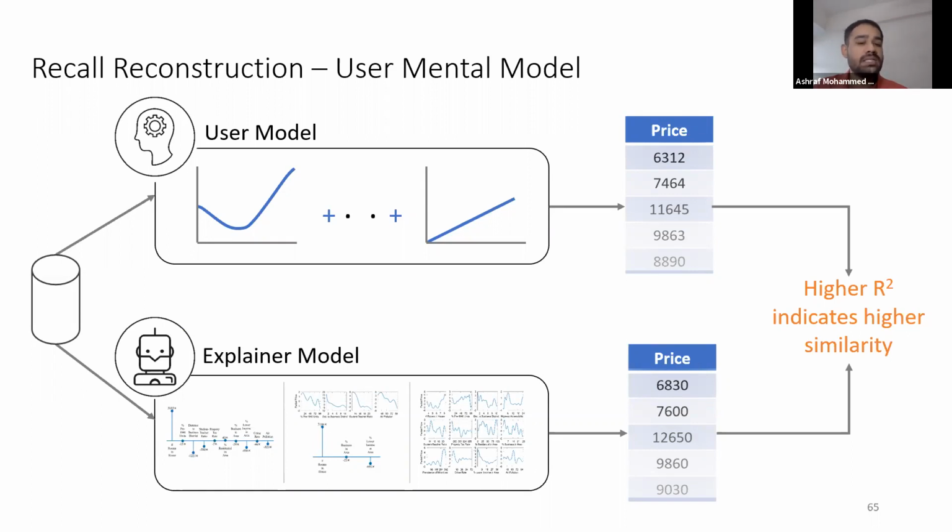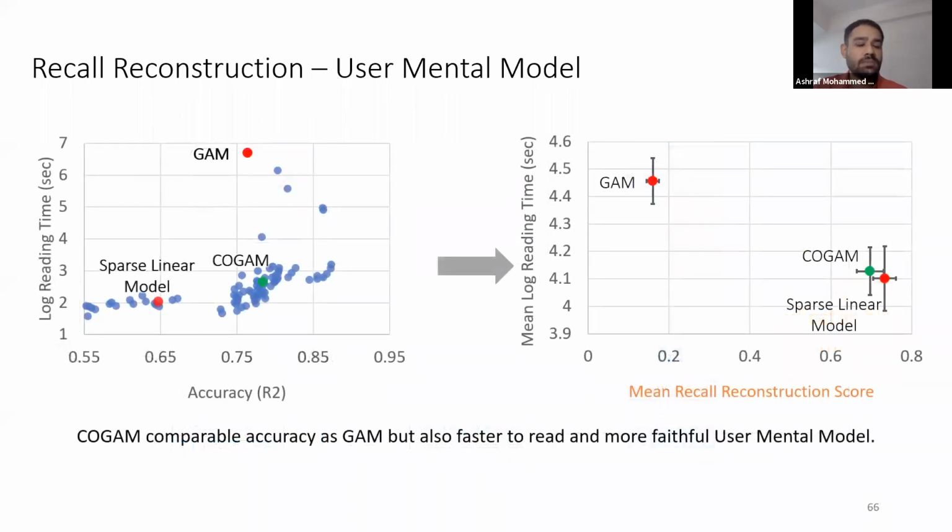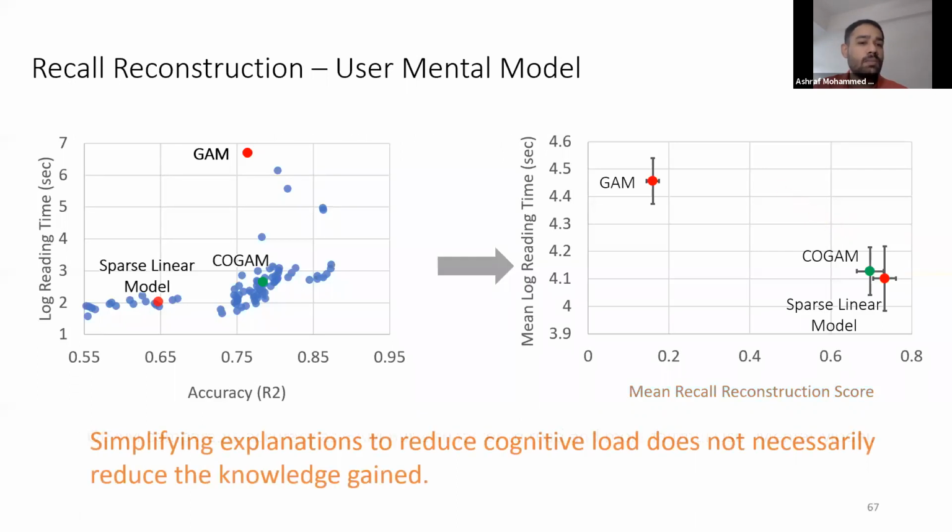A higher score implies that the user's model of the explainer is very similar to the explanation that they just saw. If I do the same plot that I've been doing so far, this time with the recall reconstruction score on the x-axis, where a higher score indicates that the user had a more accurate mental model, you will notice that COGAM is towards the bottom right. This indicates not only is COGAM faster to read, but it also helped the user create a more accurate mental model. What this tells us is that simplifying explanations to reduce cognitive load does not necessarily reduce the knowledge gained by the user.